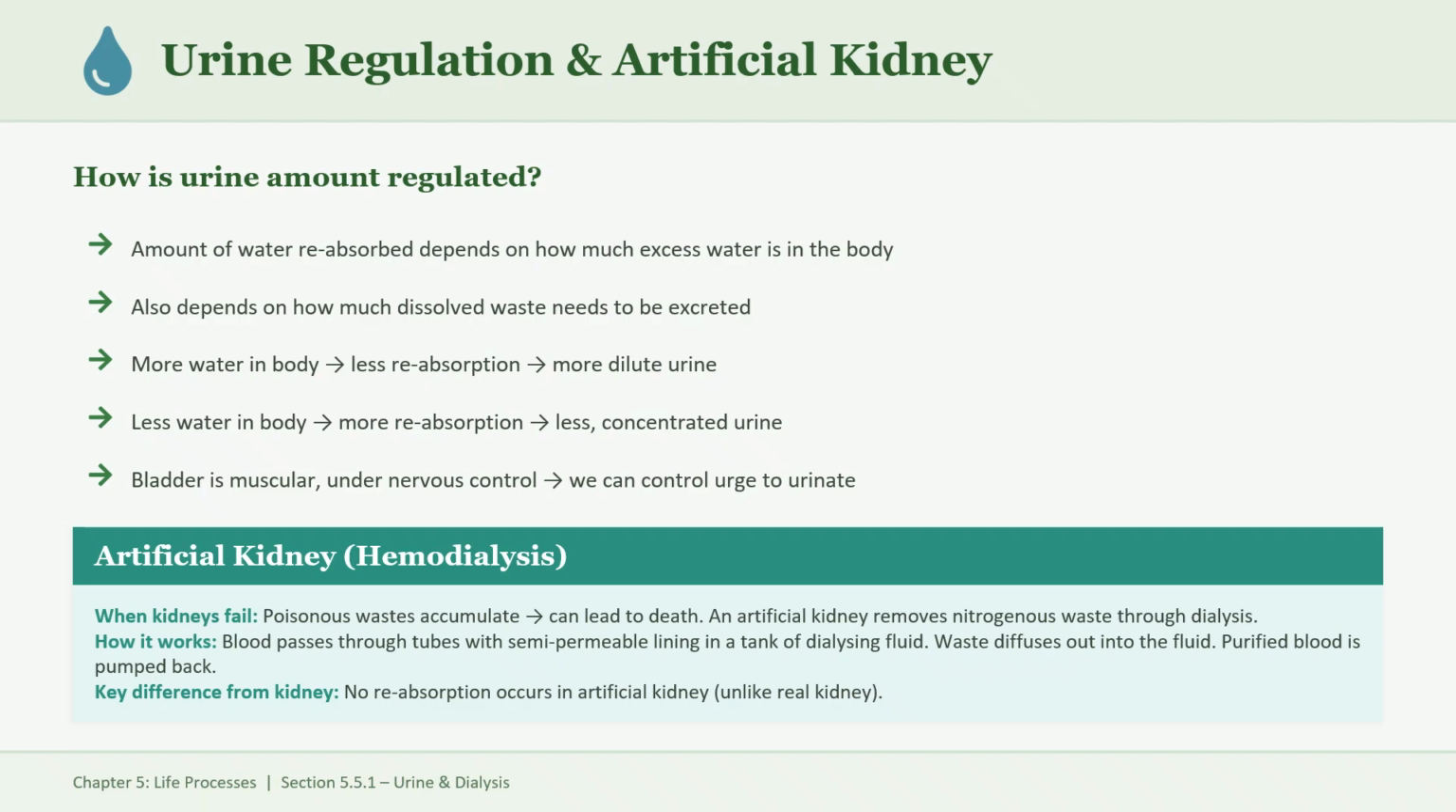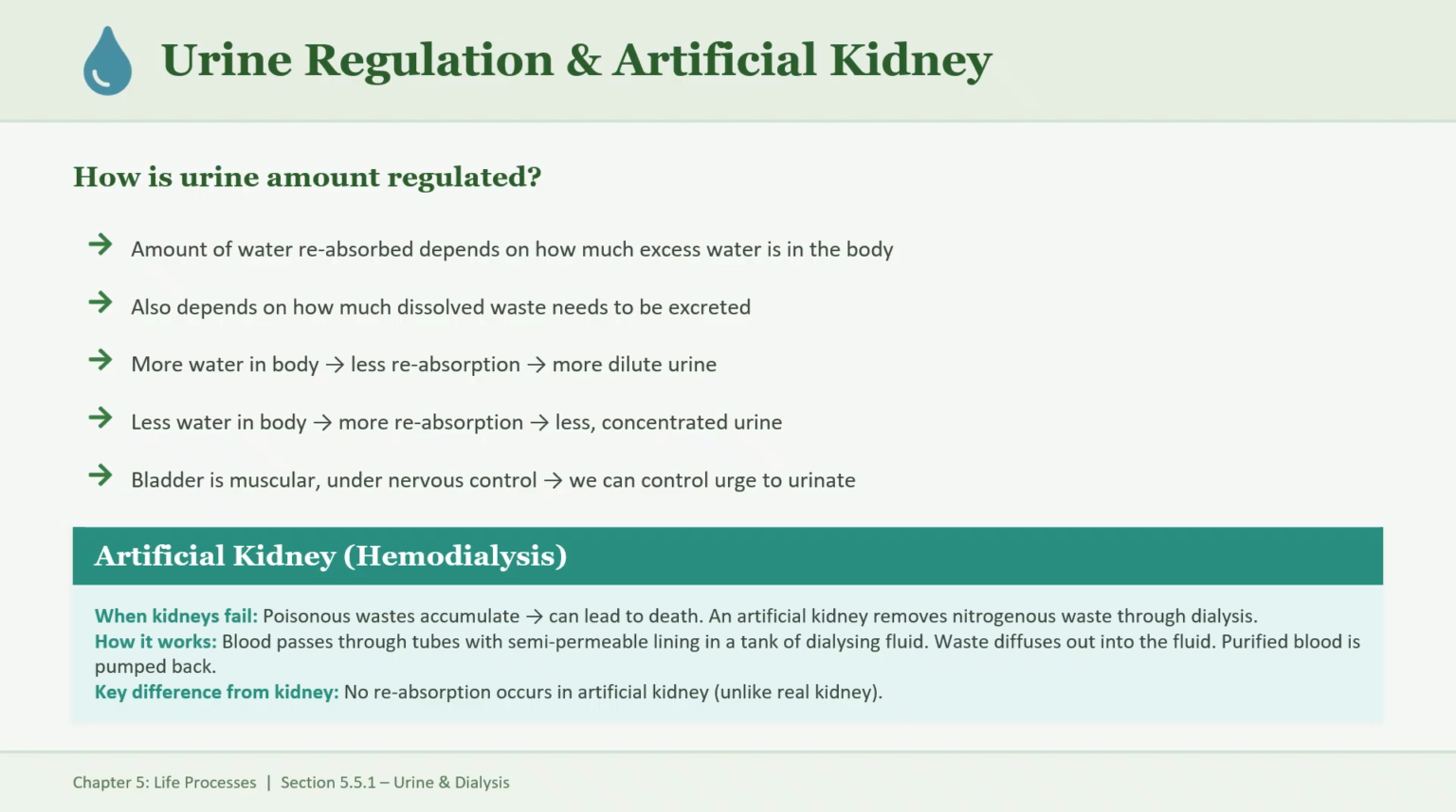See how the urine amount is regulated. When water is reabsorbed, it depends on how much excess water is there in the body, and also how much waste is there in the body. For example, if more water is there in the body, it will reabsorb only less water, so the urine will be more dilute. But if the body has less water, more reabsorption takes place, so the urine will be more concentrated.